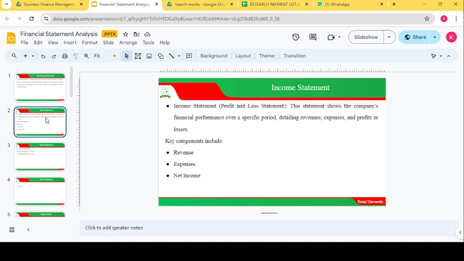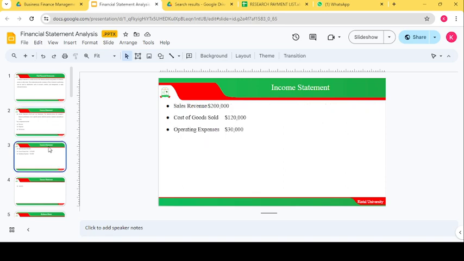So let's look at the key components. Here they include the revenue, which is the income earned from the sales of goods or services. And then we have the expenses. These are costs incurred in the process of earning revenue. For example, we have cost of goods sold, we have the operating expenses, and then we also have the net income, which is the difference between total revenue and total expenses, representing profit or loss.